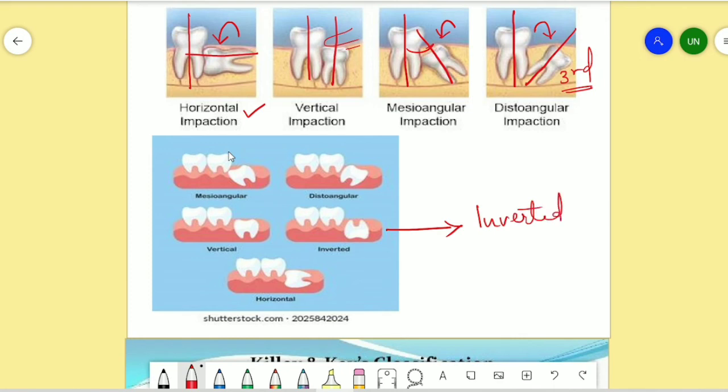This is also included in Winter's classification. These are the clear pictures. You can appreciate it and remember it clearly. What is what? This is the vertical impaction, horizontal impaction, mesoangular, distoangular, inverted.